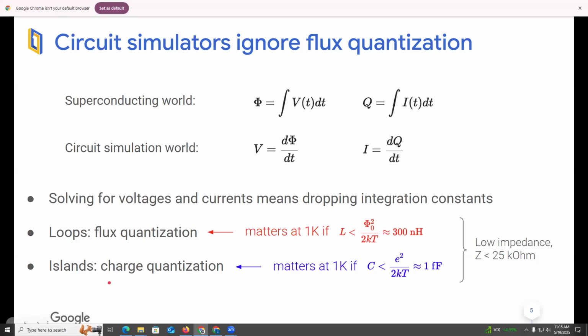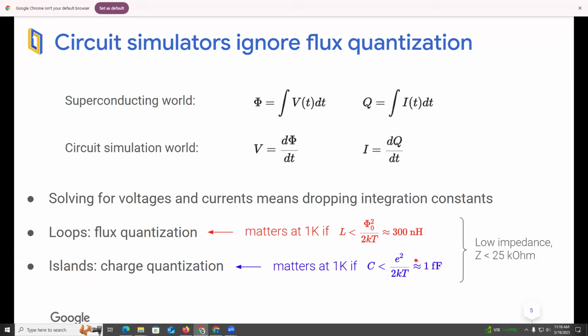The other constant that we drop is the charge quantization. So charge comes in packets of electrons, and this becomes important if there are superconducting islands. But you can see that if the capacitance of the island is bigger than about a femtofarad, you maybe don't have to worry about it that much.